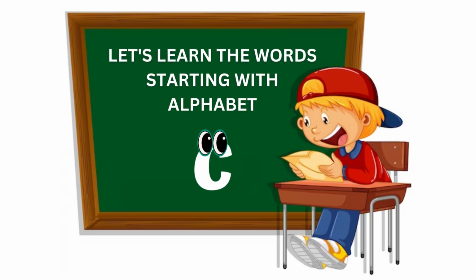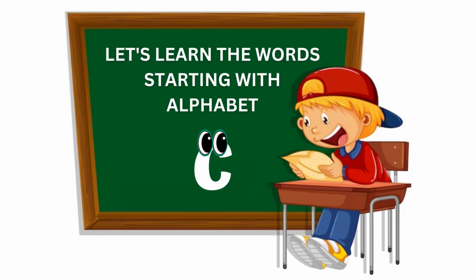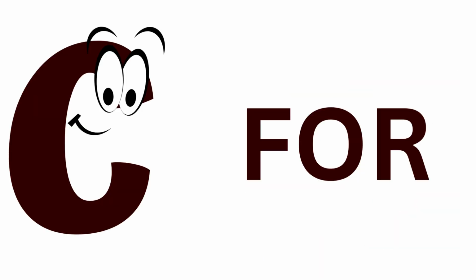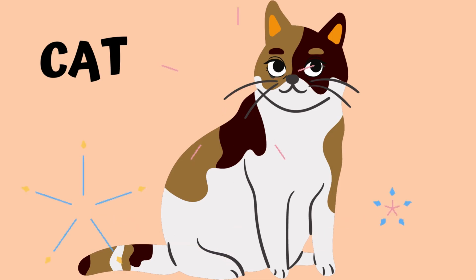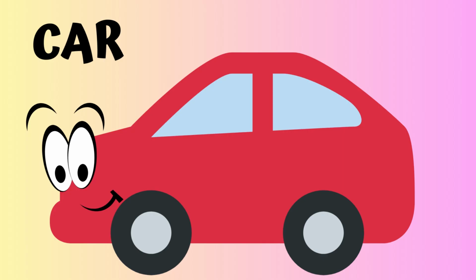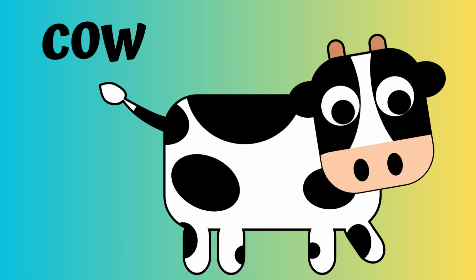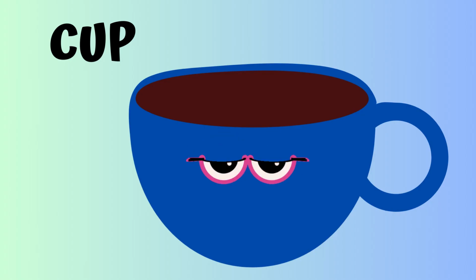Today we are going to learn the words starting with the alphabet C. Hi kids, I am the alphabet C. C for cat. C for car. C for camel. This is a cow. This is a cup.